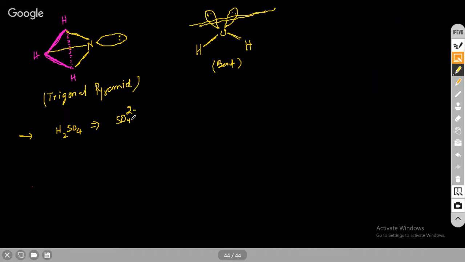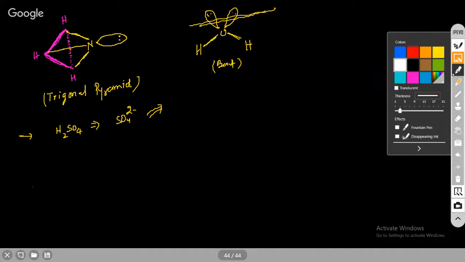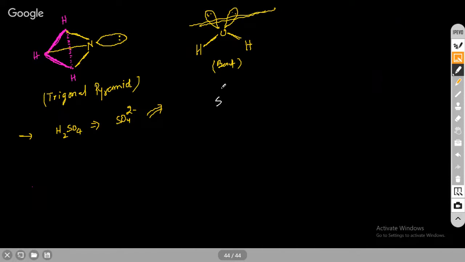See, there are two methods of it. One thing, if you know the structure, you can draw the structure simply. Now the structure of this will be what? S double bond O, double bond O, and O minus, O minus. Right?